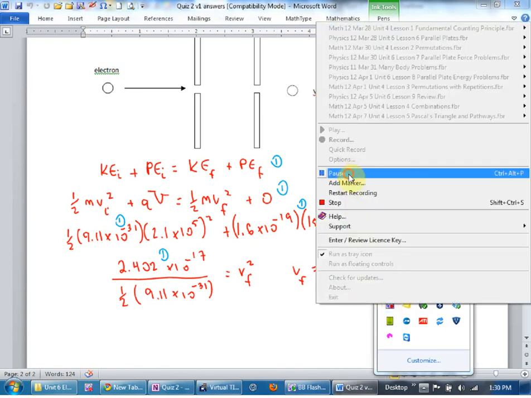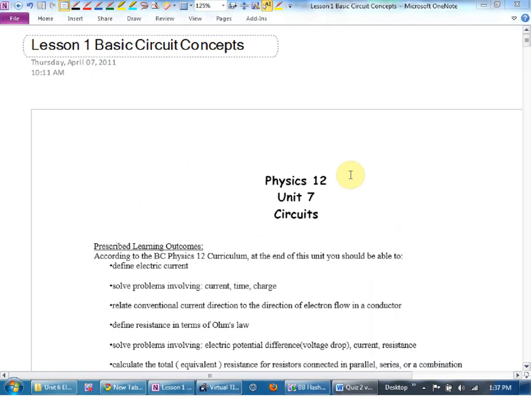Circuits. Charles, today is going to be mostly terminology. You need to go? Go ahead. When do you need to go? Right now? Okay.